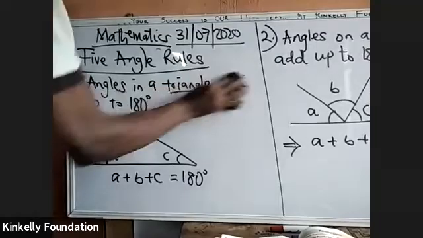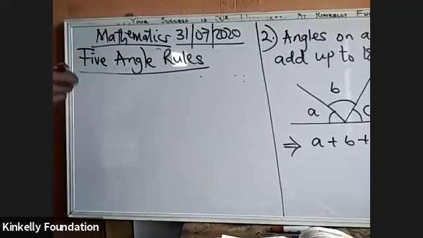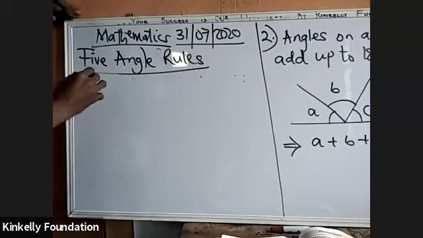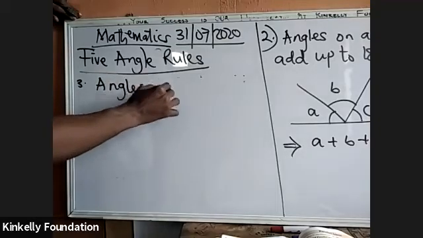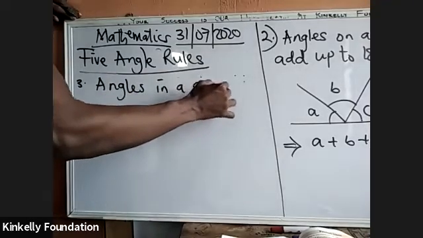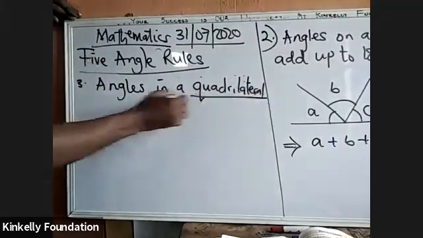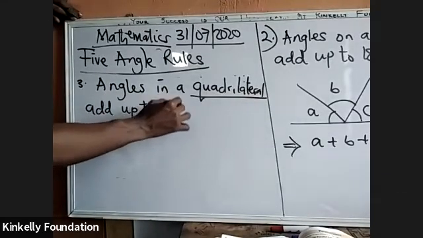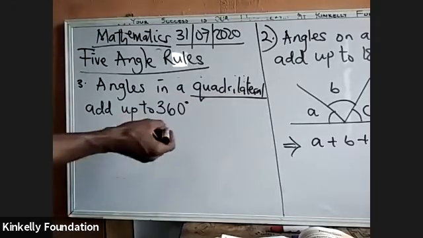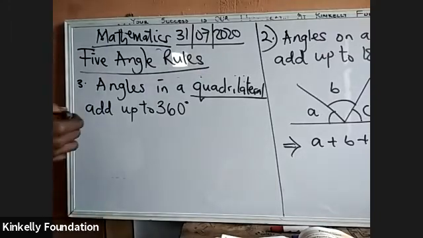The third one under these angle rules states that angles in a quadrilateral add up to 360 degrees. Angles in a quadrilateral add up to 360 degrees. Do you know what we mean by a quadrilateral? A quadrilateral is a plane shape that has 4 sides.